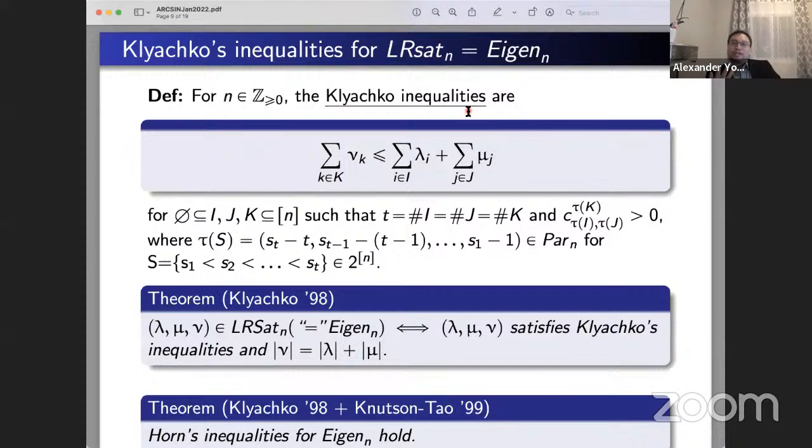Okay, so what is the general answer that Klyachko gives? The general form of his inequalities looks like this. You're going to take partial sums of eigenvalues and have that inequality. It's a little crazy seeming what the description is, but bear with me. The sum is over subsets of n, where n is the size of your matrix, and the subsets are all of the same size t. His answer says that this is an inequality if a Littlewood-Richardson coefficient is non-zero.